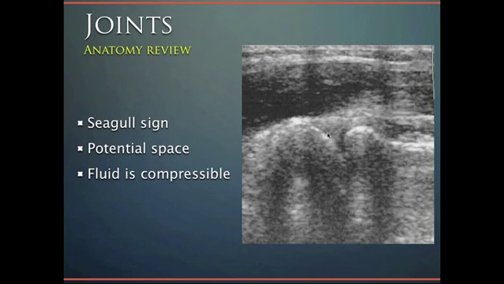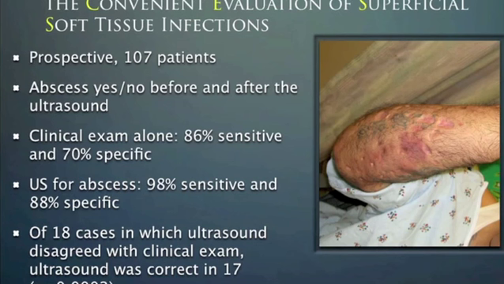In this case, the patient does not have any fluid in the joint space. Should they have fluid in the joint space, it's easy to compress that area to demonstrate it. When it comes to abscesses and differentiating them from cellulitis, there has been some work done on this process.